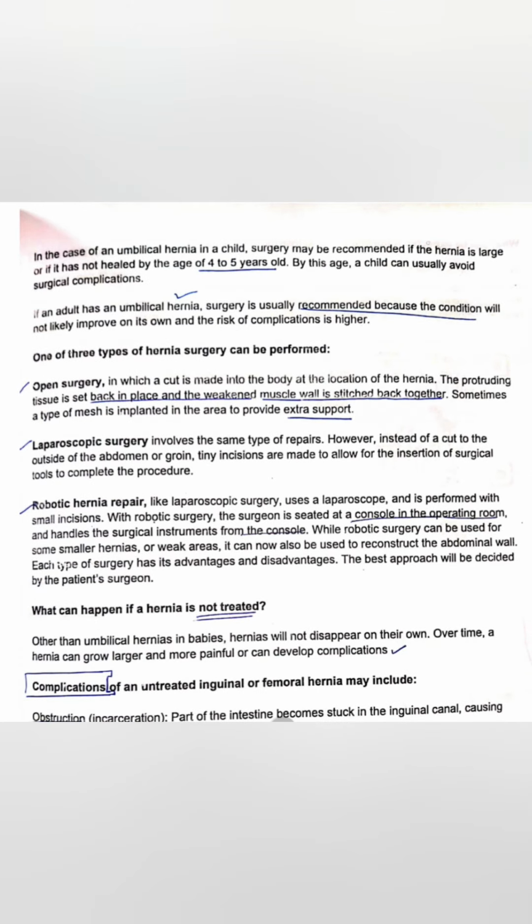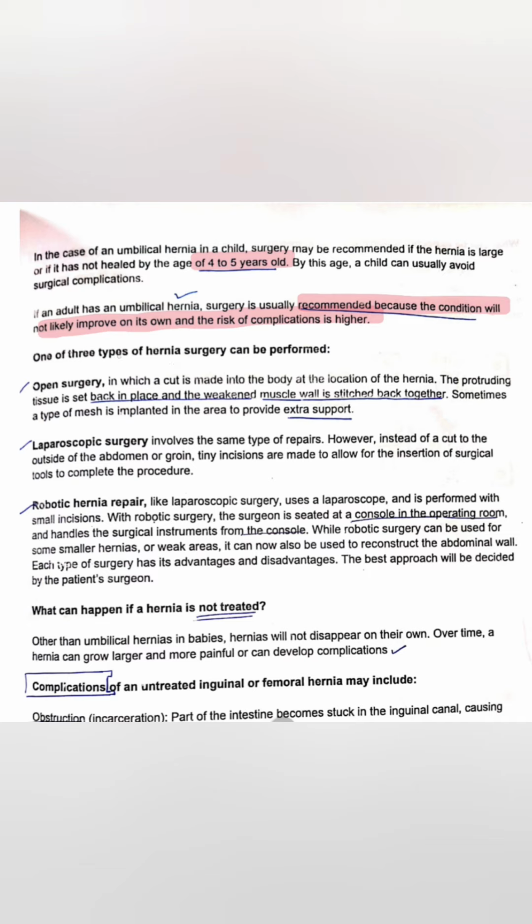In the case of an umbilical hernia in a child, surgery may be recommended if the hernia is large or has not healed by the age of 4 to 5 years old. By this time, a child usually avoids a surgical complication. If an adult has an umbilical hernia, surgery is usually recommended because the condition is not likely to improve on its own and the risk of complications is higher.